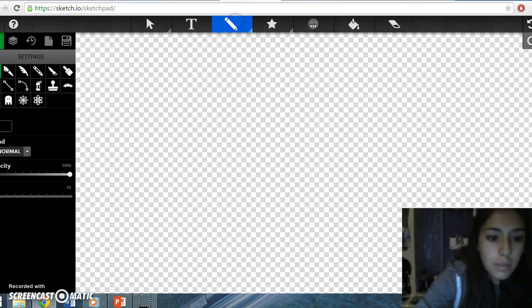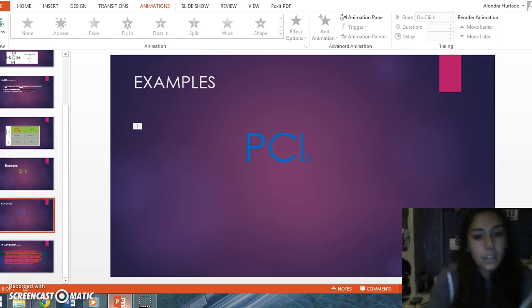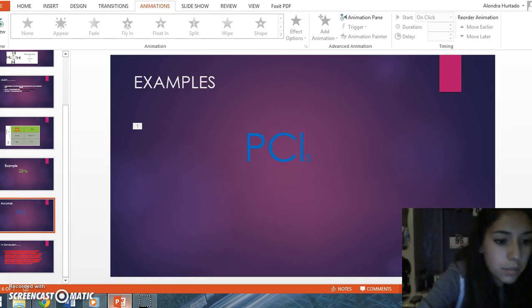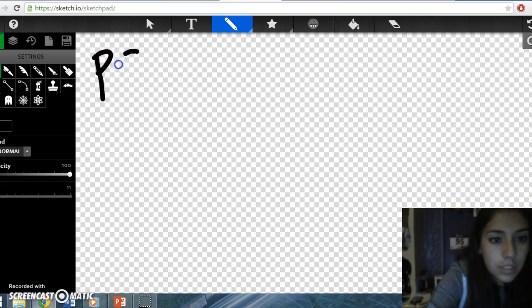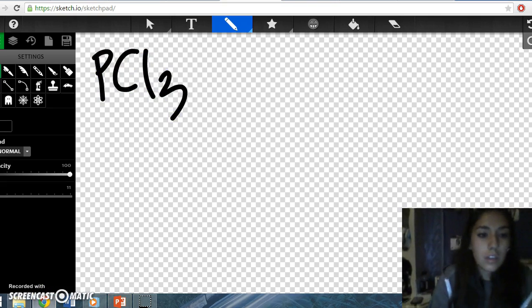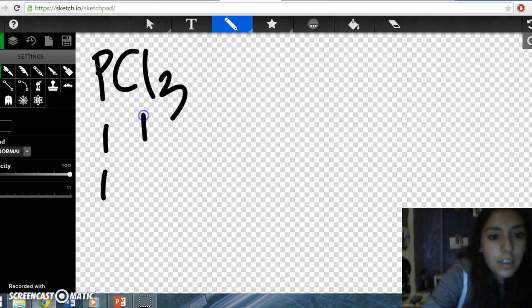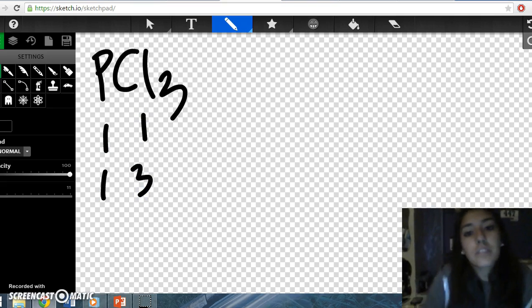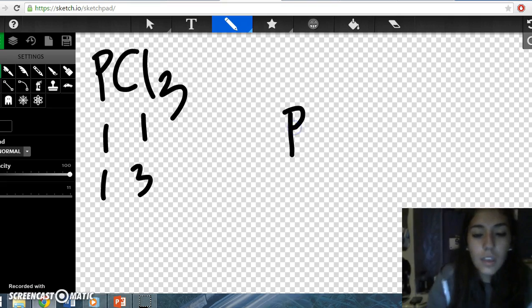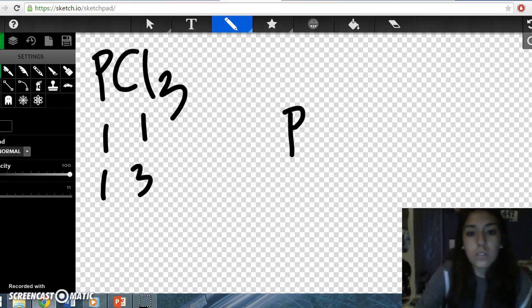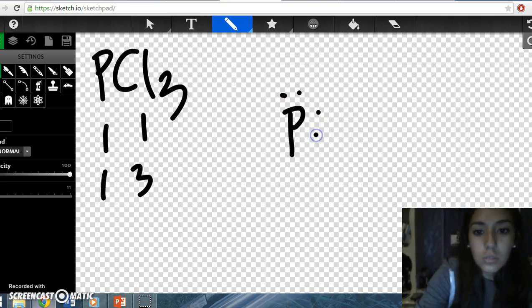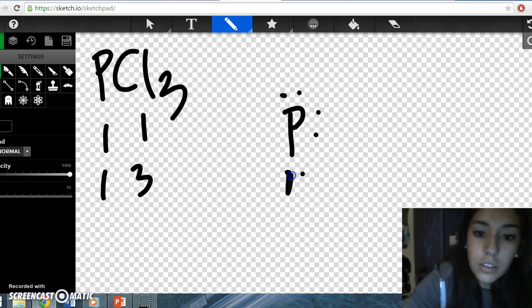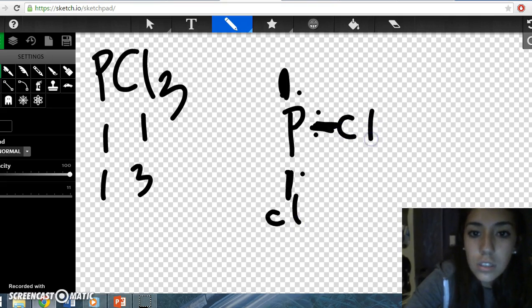So I have another example, and this one is PCl3. Let me go ahead and write that down. So keep in mind there's 1 P and 3 Cls. So let's start with P. We know that there's only 3 Cls. 1 bar equals 2 dots. So Cl, Cl, and Cl.